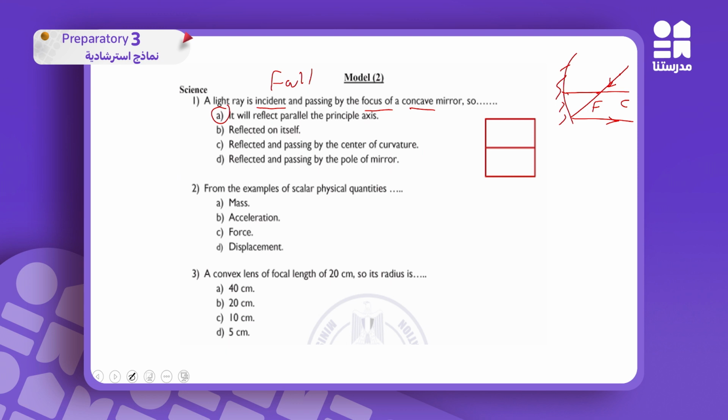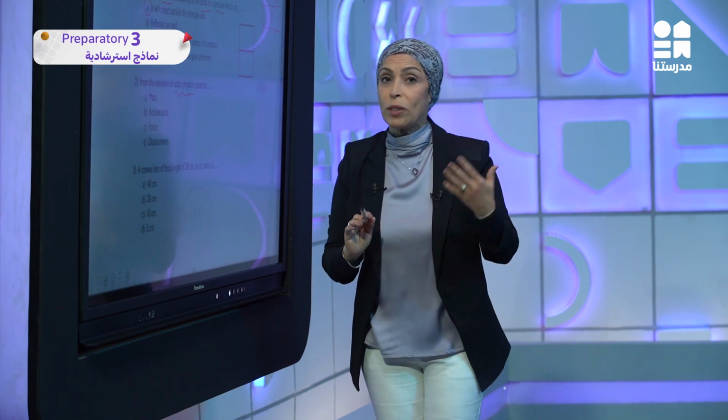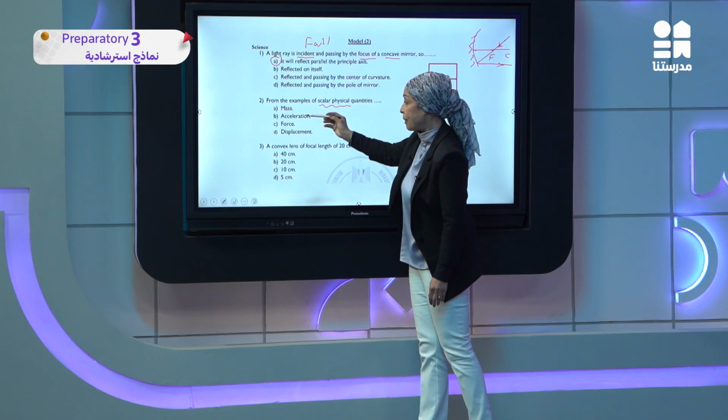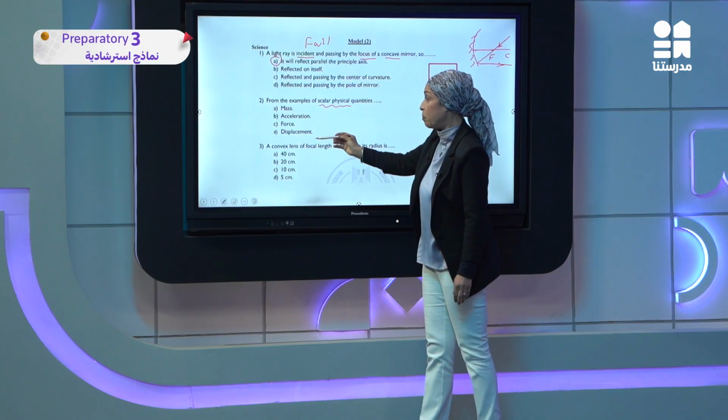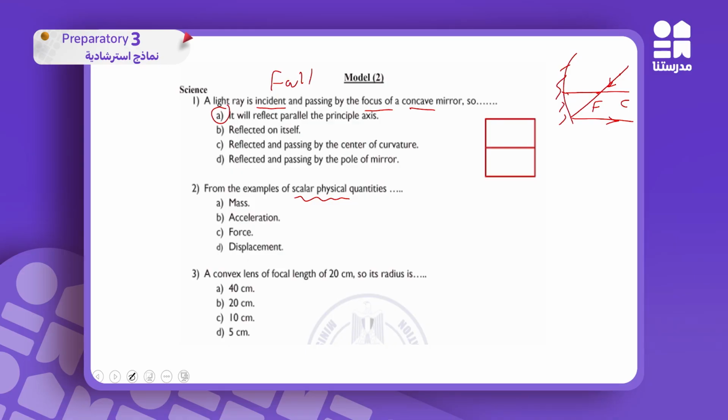From the examples of the scalar physical quantities, you know the scalar is any physical quantity that has magnitude only. And what's meant by magnitude? We said magnitude, yani number and unit only. Is it mass, acceleration, force, or displacement? All those are vector except the mass. Then I'm going to choose it, which is scalar quantity.